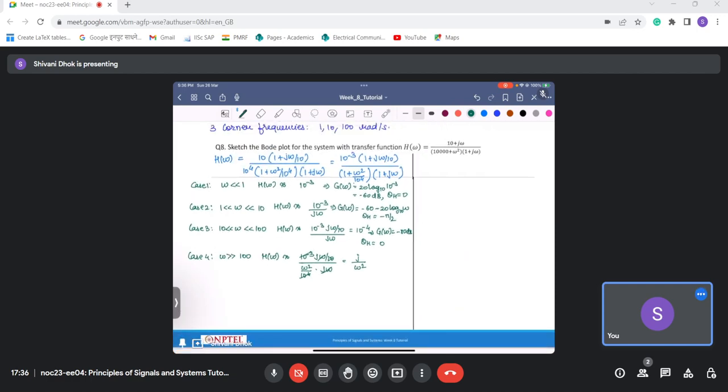Now if I solve this, then G of omega is basically equal to 20 log to the base 10 mod of 1 by omega square. So this comes out to be minus 40 log to the base 10 of omega, and theta H, since this j also gets cancelled with this, it's only 1. So again theta H is equal to 0. Now let us draw the magnitude and phase response.